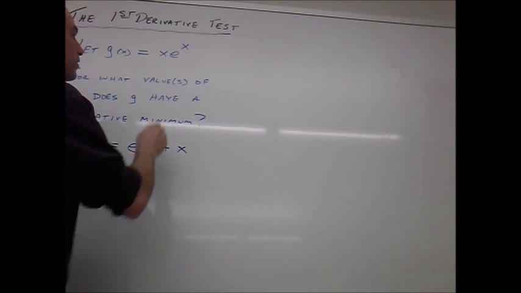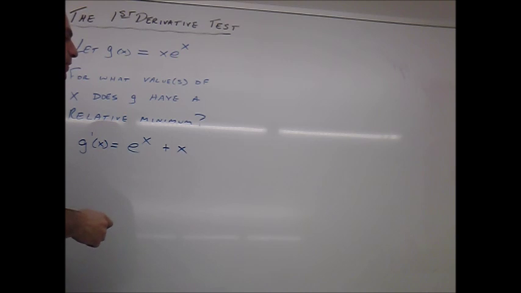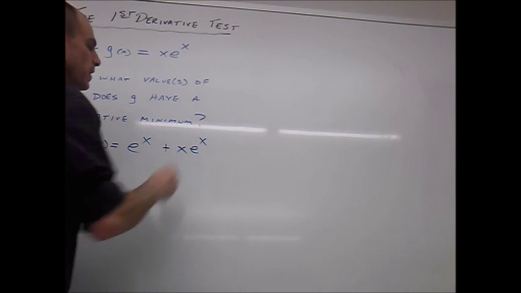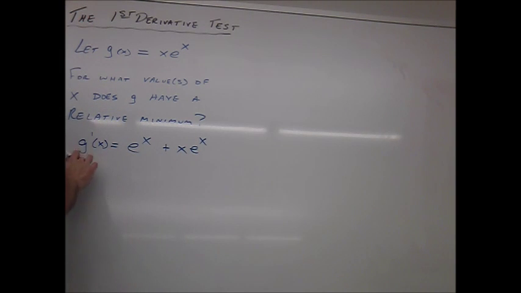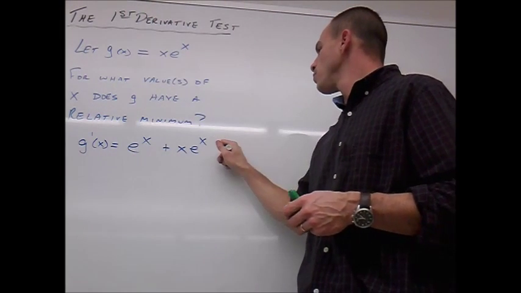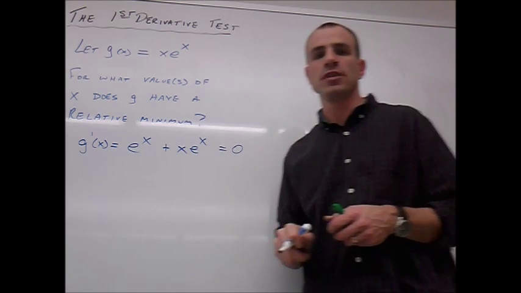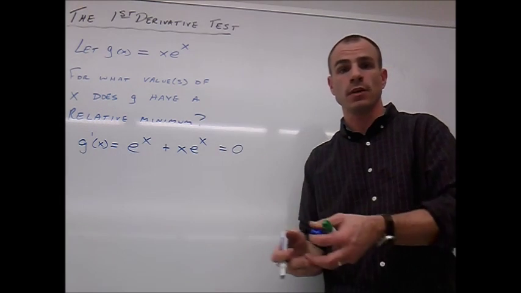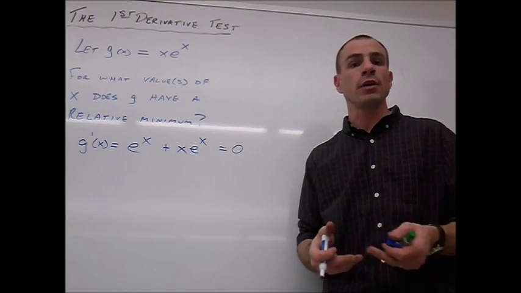Plus, now we keep the x and we take the derivative of the second. We take the derivative of e to the x. We know the derivative of e to the x is e to the x. Okay, so this is our g prime. This is our first derivative. We are interested when this derivative is equal to 0. That's our second step. Set the derivative equal to 0 so that we can find our critical numbers.